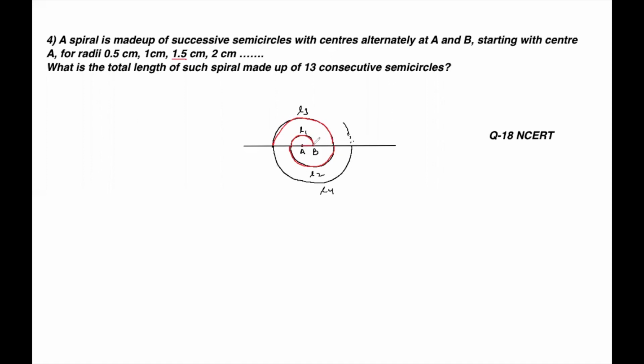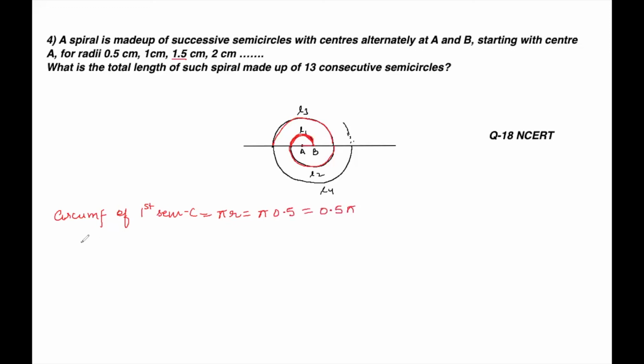What is the length here? See, this part is length, okay, and this, what is this? This is the circumference of a semicircle. Okay, so let us start with the first semicircle. Okay, so we have this as the first semicircle. What is the circumference here? Circumference of first semicircle. Okay, we know the formula for the semicircle, that is equal to pi r. Okay, so I'll keep pi as pi, and the radius is equal to 0.5 centimeter. So that is equal to 0.5 pi.